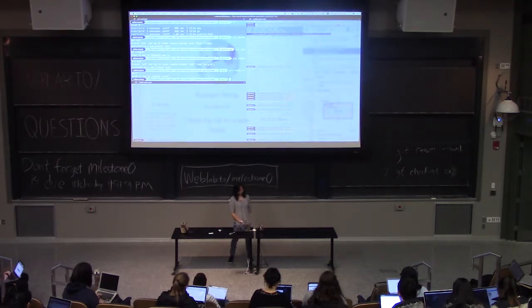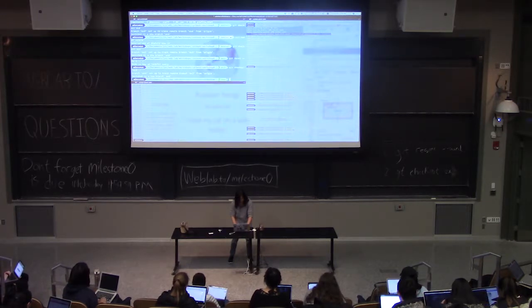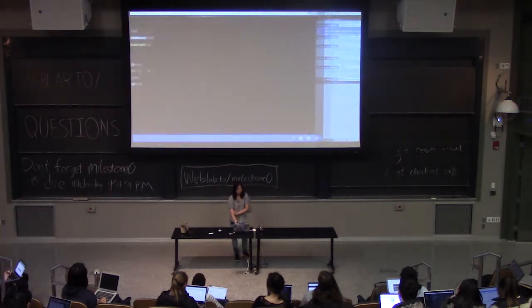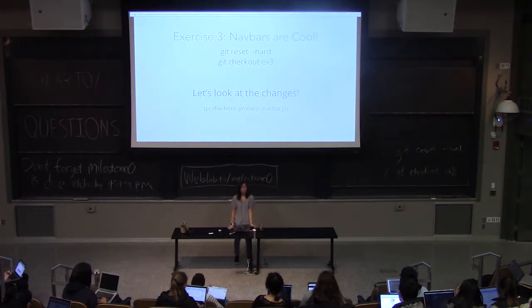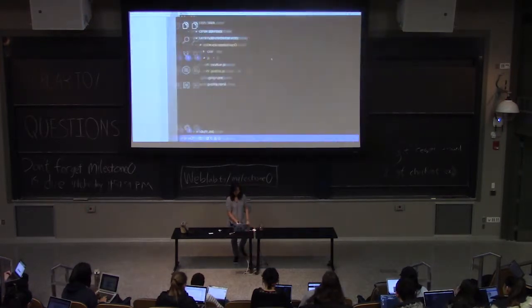So I'll git reset dash dash hard. It says head is now changed, which means success. And then I'll do git checkout, spelled correctly, EX3. And it'll tell me I switched to a new branch. If you see already on this branch, that means you already changed it to EX3 previously. Does everybody have this? If you don't, raise your hand. All right, cool. We're going to quickly check out what changes were made.